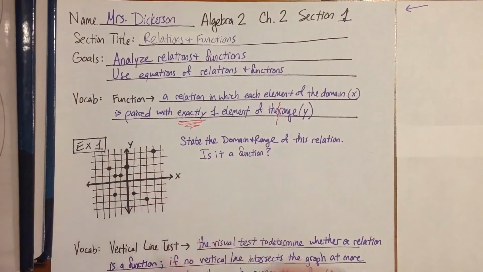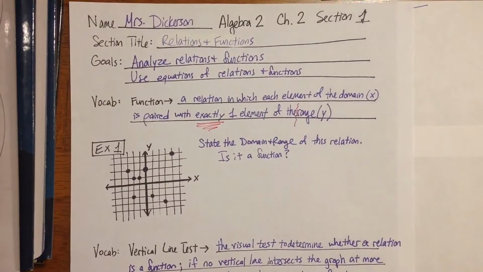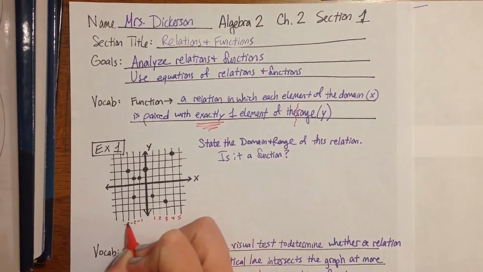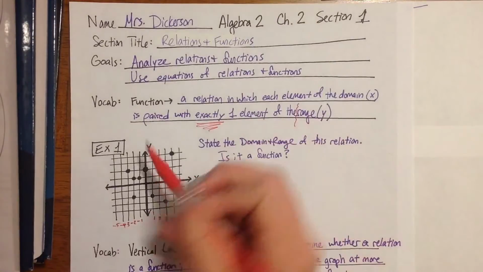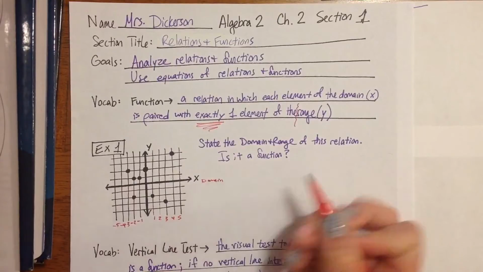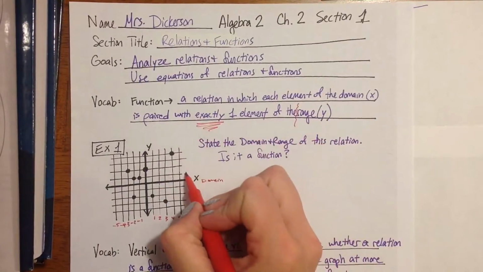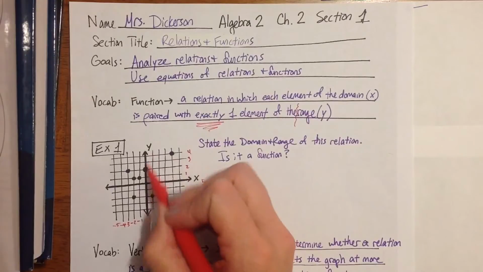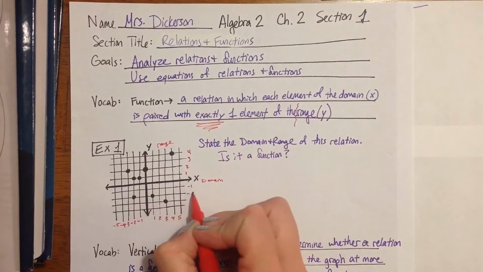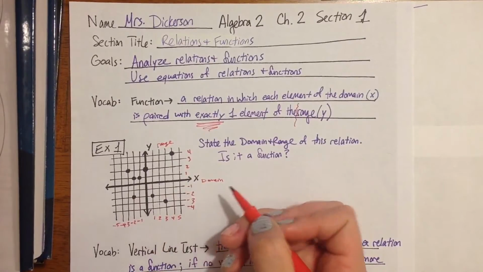Here's one example. I have a little graph here. State the domain and the range of this relation, and then I ask, is it a function? So, let's assume that each of these is 1 unit wide. So this would be 1, 2, 3, 4, 5, -1, -2, -3, and that would be along our x-axis. That's our domain. And then on our vertical axis, again, I have 1, 2, 3, 4, positive. That's my range coming into play. And then down here, -1, -2, -3. So what is my domain and my range?